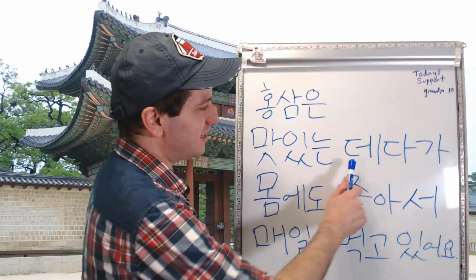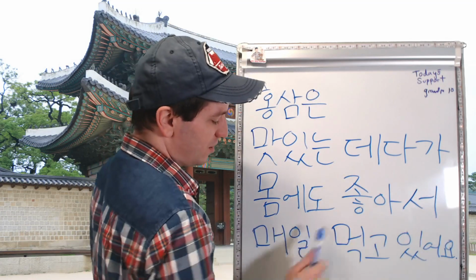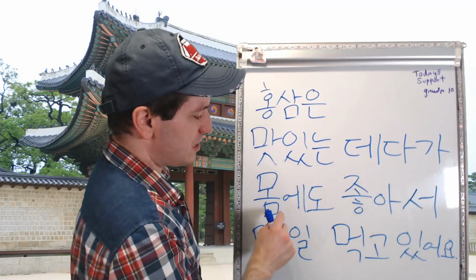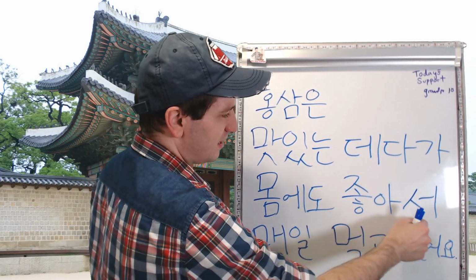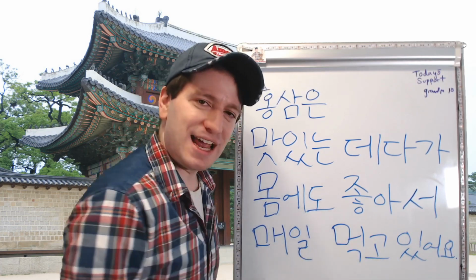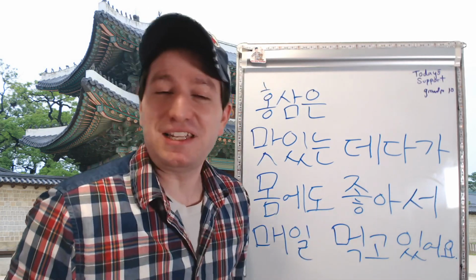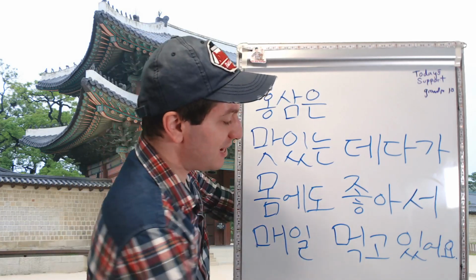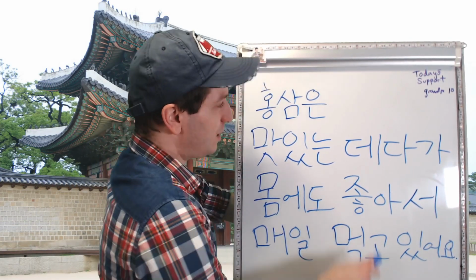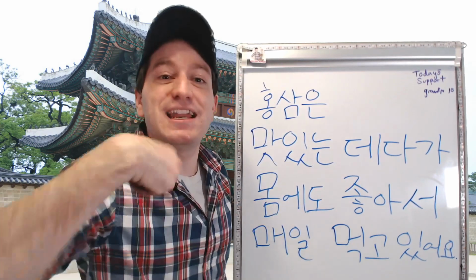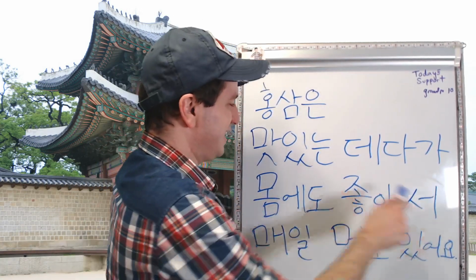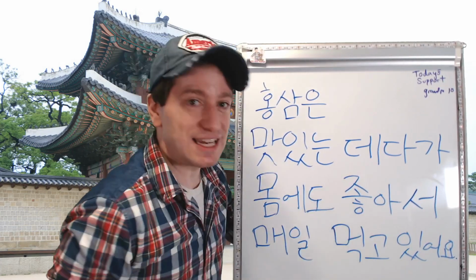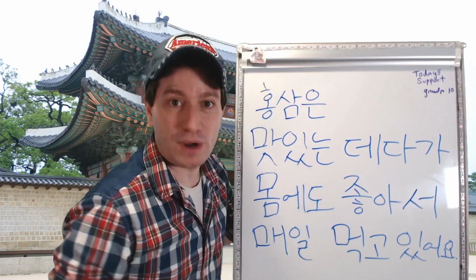홍삼은 맛있는 데다가 몸에도 좋아서 매일 먹고 있어요. So 홍삼, on top of tasting delicious, it is also good for your body. Therefore, I am eating it every day. It's a literal translation. It helps to go backward when you're translating. So I'm eating every day. I'm eating 홍삼 every day. And then go to the rest of it. Because not only, or in addition to, tasting good, it's also good for your body.